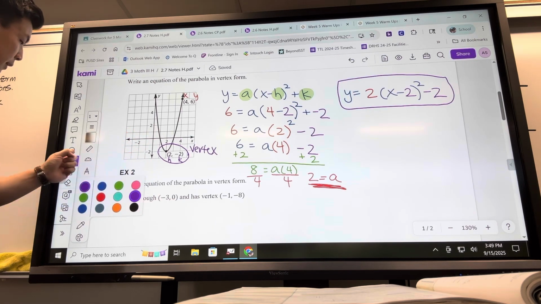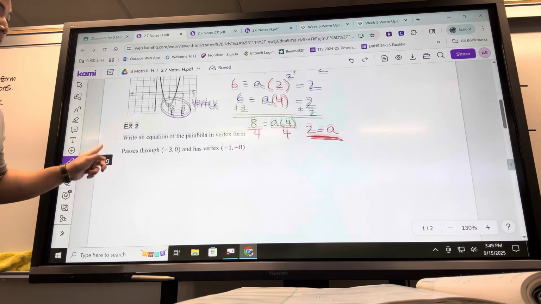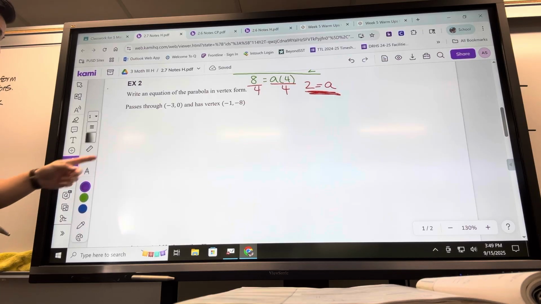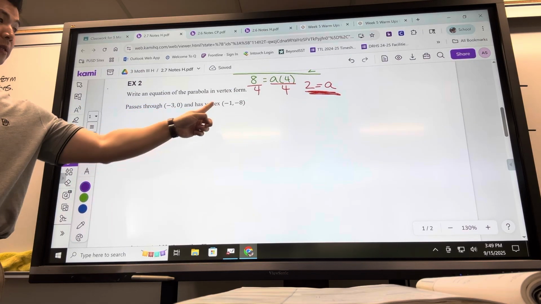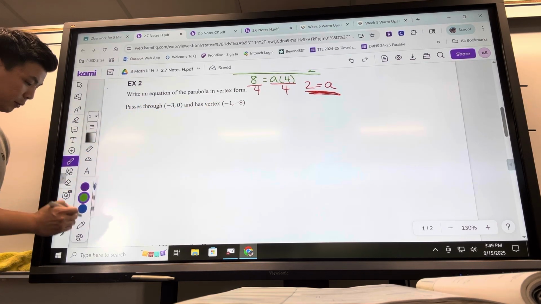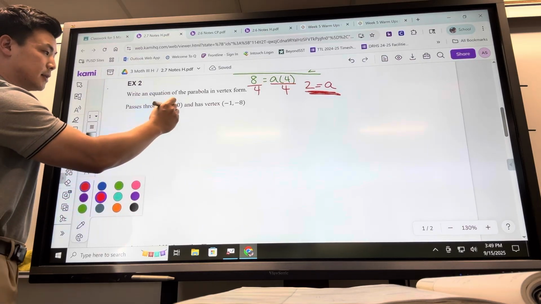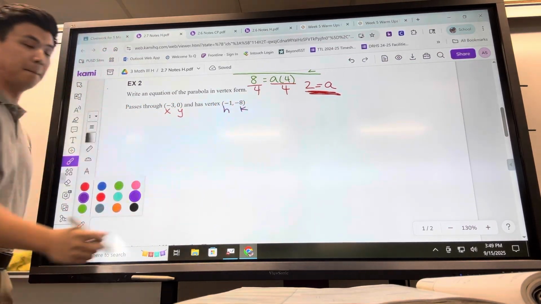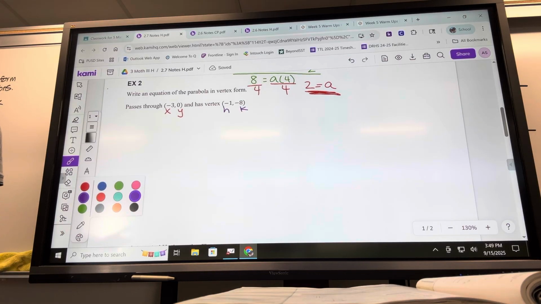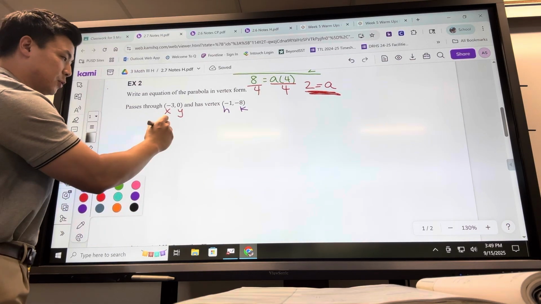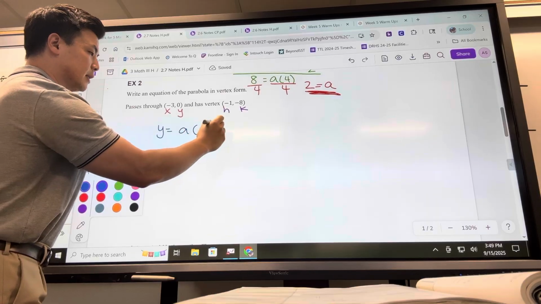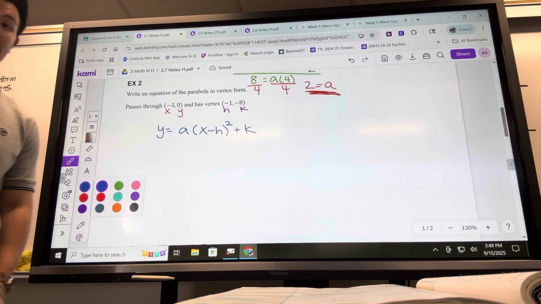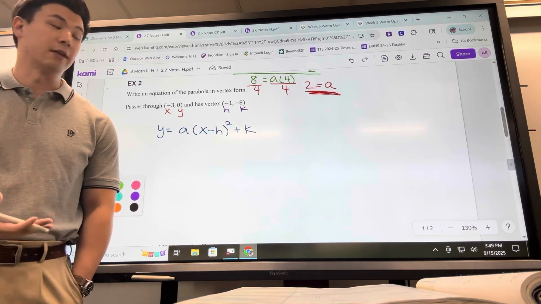So from here, what I want to do next is the same thing, but without the graph. So they're telling us that we're passing through this point, and this is our vertex. So if we're passing through this point, this is our x and y, and again, our vertex is (h, k). So all this stuff is kind of laid out for us already. So if we're doing y equals a times x minus h squared plus k, again, I'm just plugging in all the pieces I have. The only thing that I'm missing is my a value.